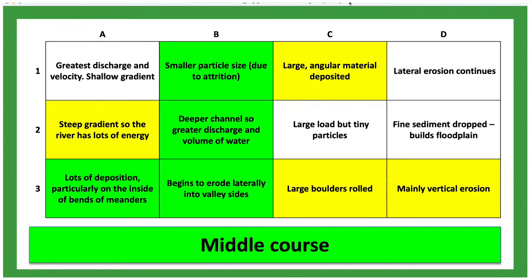So we have that smaller particle size due to attrition, the deeper channels, so the greater discharge and volume of water. We begin to erode laterally into valley size with lots of deposition, particularly on the inside bends of those meanders.